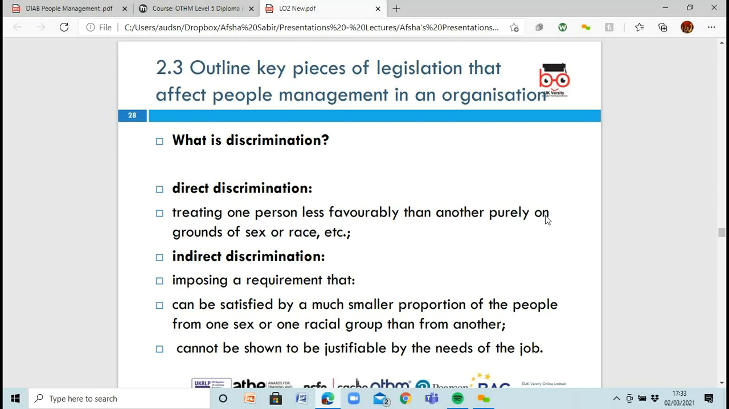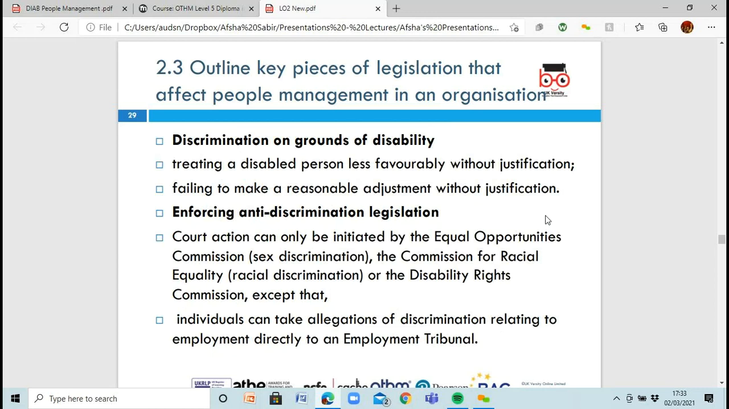You might also be discriminating against people by saying that no head coverings are allowed. So you might not be able to wear a turban or a headscarf. If you say there's no jewelry allowed, what if you have a piece of religious jewelry, then you're indirectly discriminating against that again. You can also have discrimination on the grounds of disability. So when you're treating somebody less favorably, you're not making any changes for that person either.